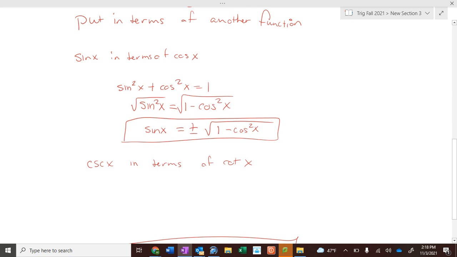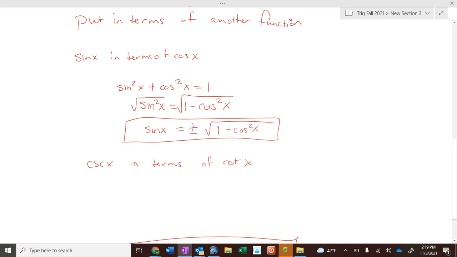And then when you take the square root of two sides of an equation, you get plus or minus. So sine of x equals positive or negative the square root of 1 minus cosine squared of x. Okay? You guys can follow that, right? Yeah. Use a Pythagorean identity and get whatever you need on one side alone.